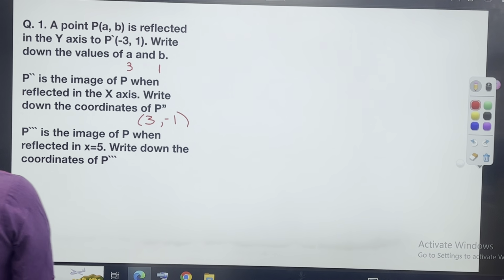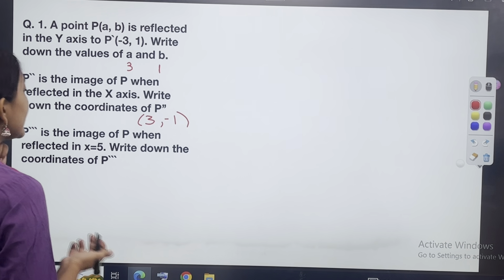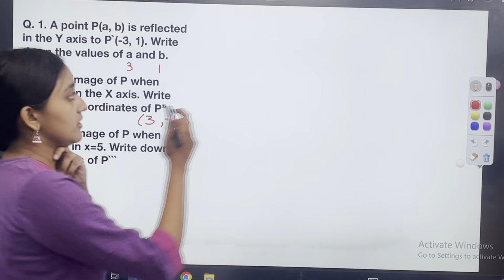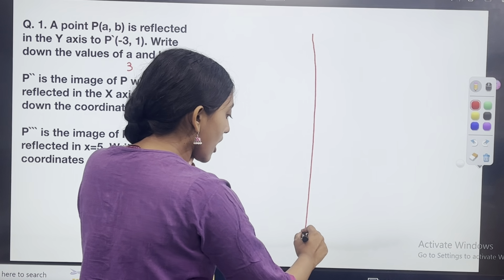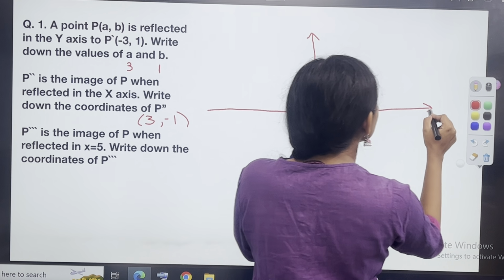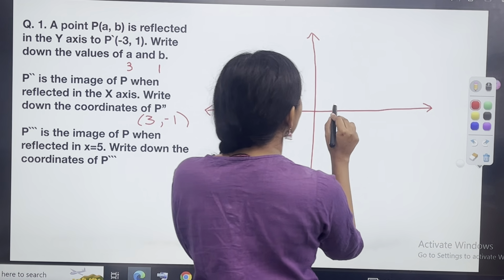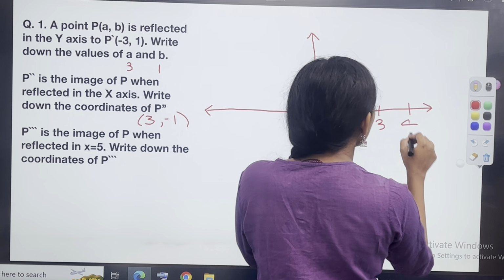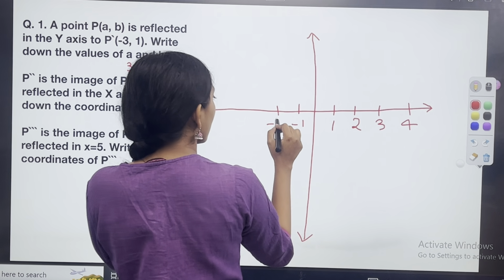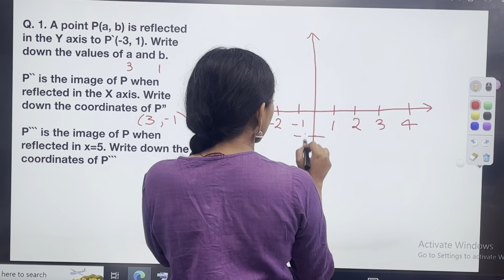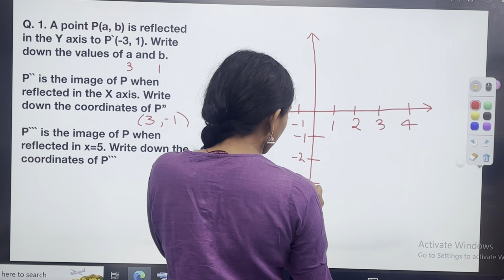Okay, so next question is P triple dash is the image of P when reflected in x is equal to 5. Okay, shall we draw a coordinate axis and check? Whenever in doubt, just draw the axis and you will find the answers. Whenever in doubt, draw the coordinate axis.